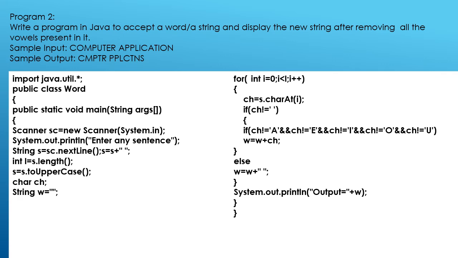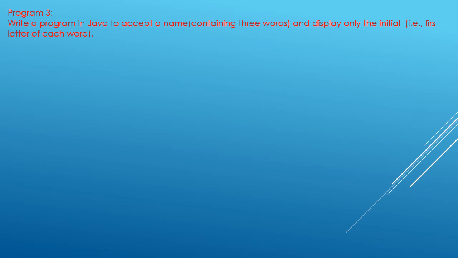After finishing the for loop, what is stored in w is to be printed by mentioning System.out.println(w). Then the third program: write a program in Java to accept a name containing 3 words and display only the initial, the first letter of each word.